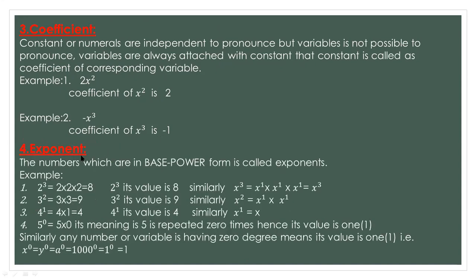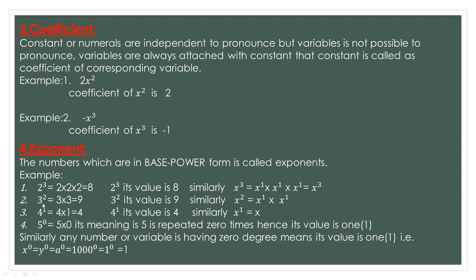Next one is exponent. So exponents are special numbers in the number system. The numbers which are in base and power form are called exponents. Examples, so I am going to take one by one. 2 cube. 2 cube means what? We can rewrite 2 thrice. It means 2 into 2 into 2. Its value is 8. So that is 2 cube, its value is 8. So here I am taking the numbers. Now I am going to take a variable. So x cube, how are we going to write? Its expanded form is x into x into x. It means its value is x cube, right?